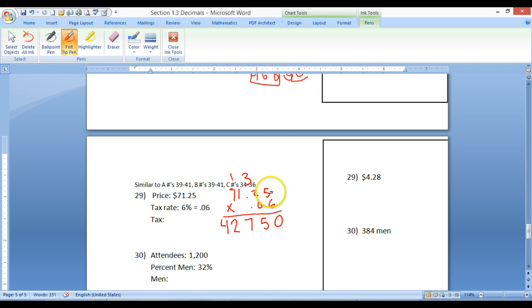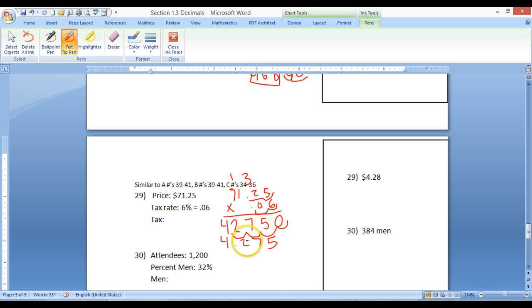Now I need to count how many decimals I have. This one, I have decimals on the top and the bottom. So I have 1, 2, 3, 4. I have 4 decimals here. So I need to move this bottom one 1, 2, 3, 4. So this is 4.275. Wait, this is talking about money.